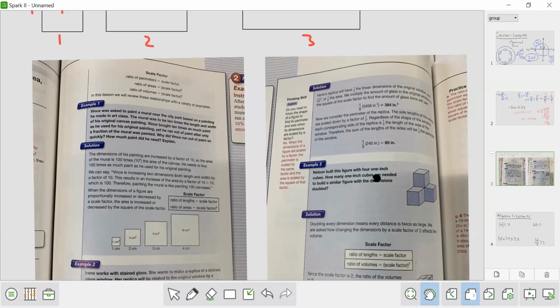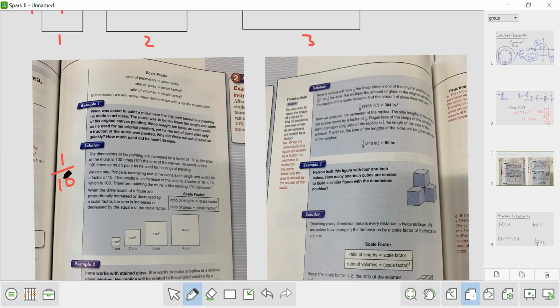Example 1, it says, Vince was asked to paint a mural near the city park based on a painting he made in art class. The mural was to be 10 times the length and width of his original painting. 10 times. So the scale factor was 1 to 10. So the dimensions are 10 times. Vince bought 10 times as much paint as he used for his original painting, yet he ran out of paint after only a fraction of the mural was painted. Why did Vince run out of paint so quickly?